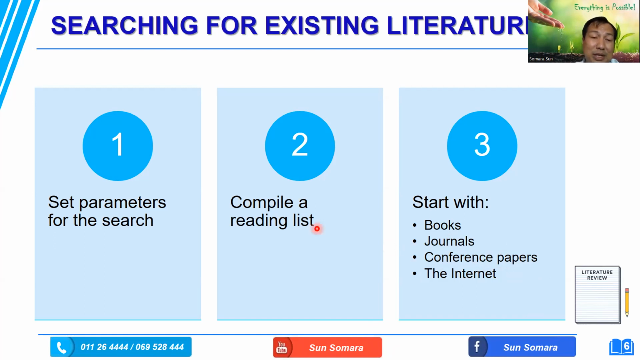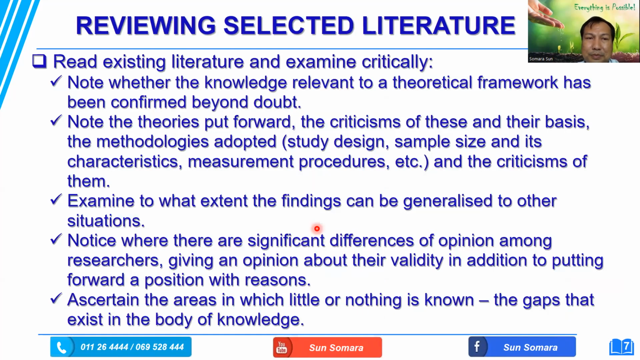So that is a brief overview of this part, since most of you just came back, and we shall move to the other one. So here are the ways that you can review the selected literature. The first one, read the existing literature review and examine it critically. Yeah, you can keep this in mind.